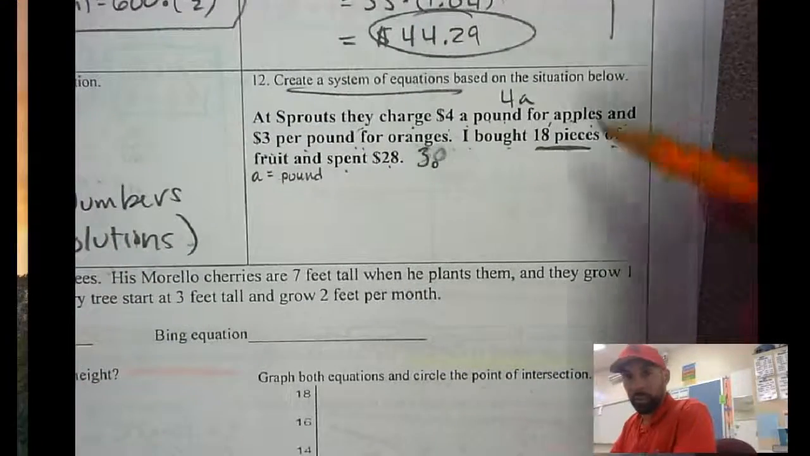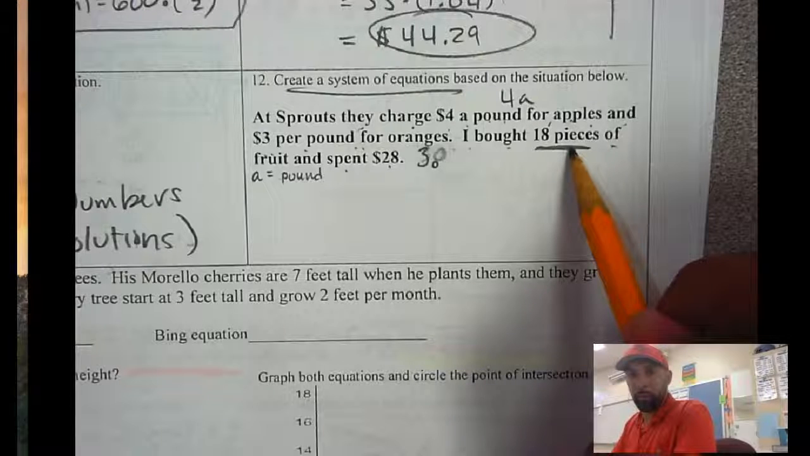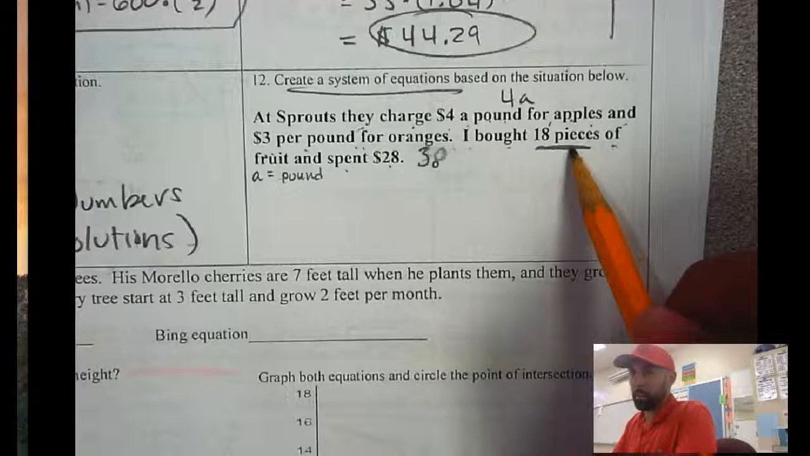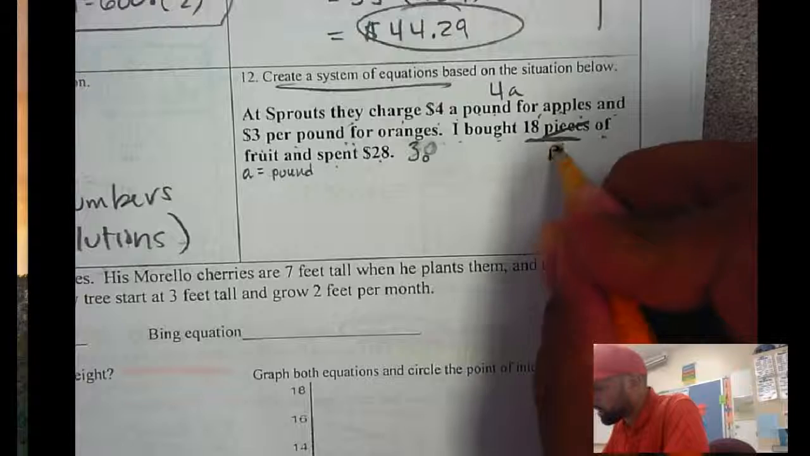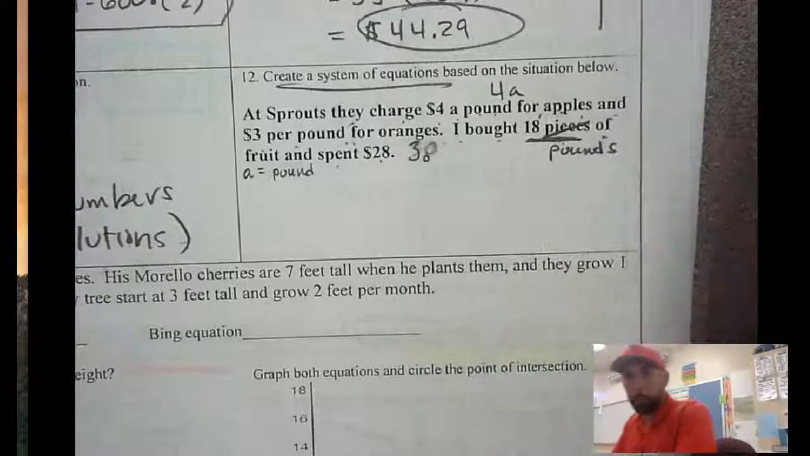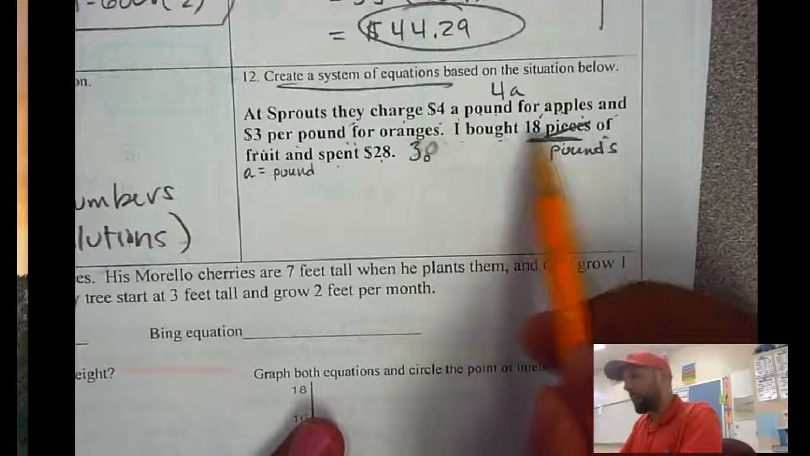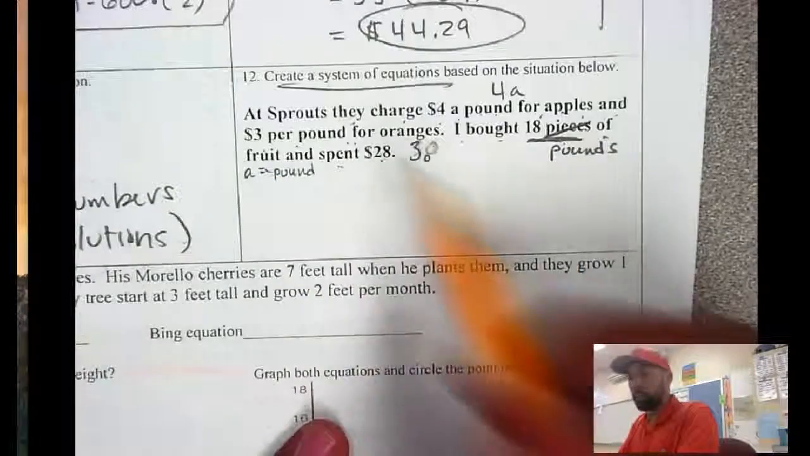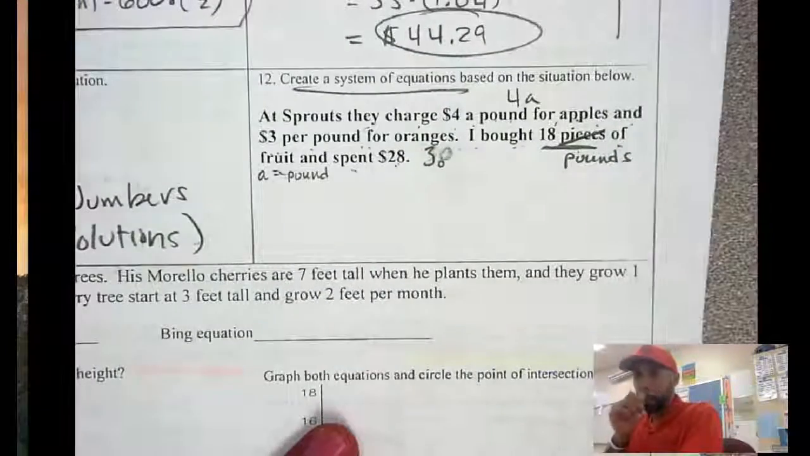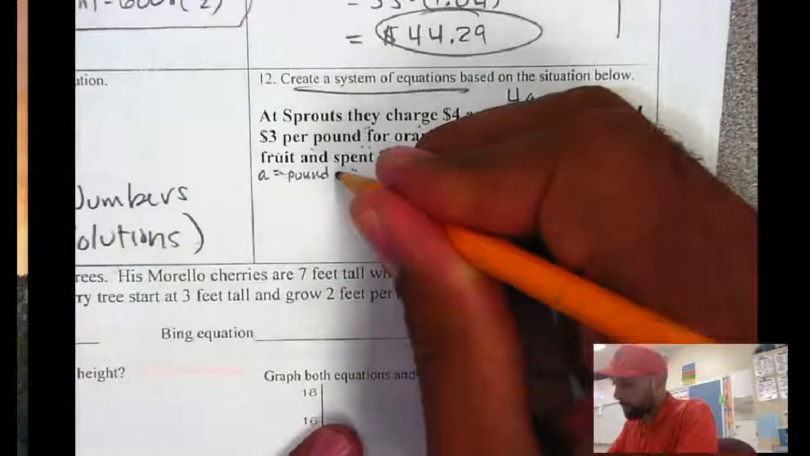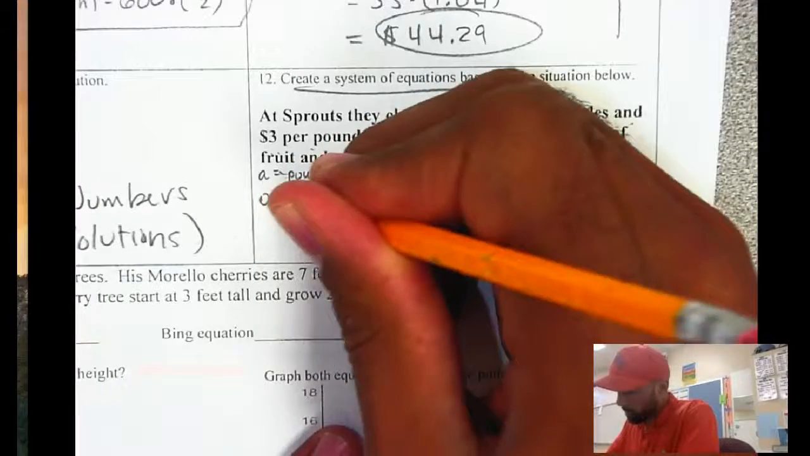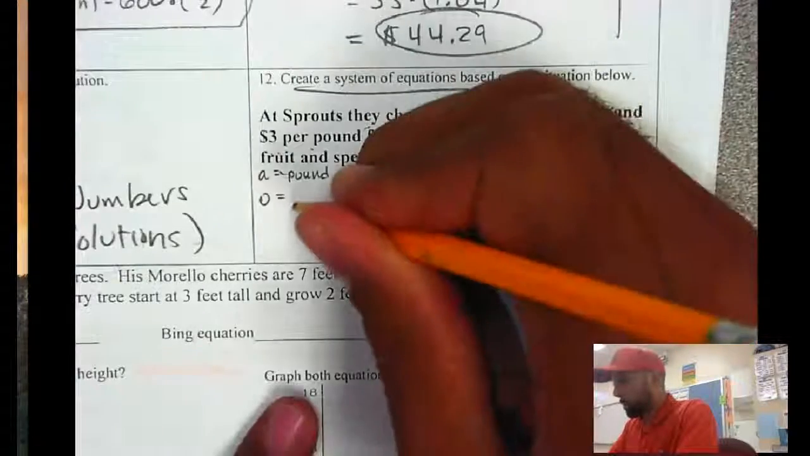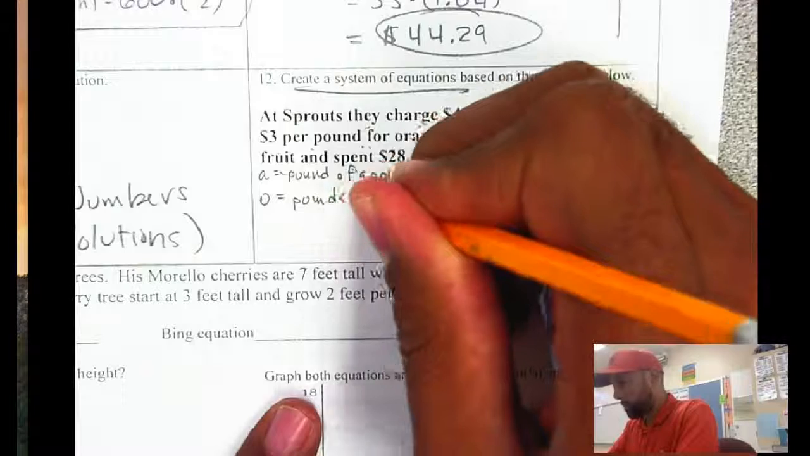I don't like this question because pieces and pounds are not really related. You could have 4 apples, but that weighs only 2 pounds. So I want you to change pieces to pounds. So 18 pounds. We bought 18 pounds of fruit and spent $28. This is going to make a lot more sense. Now A represents the pounds of apples, and O is equal to the pounds of oranges.